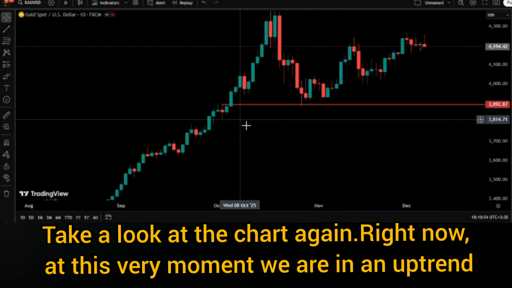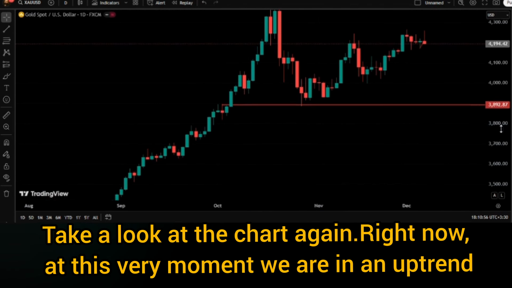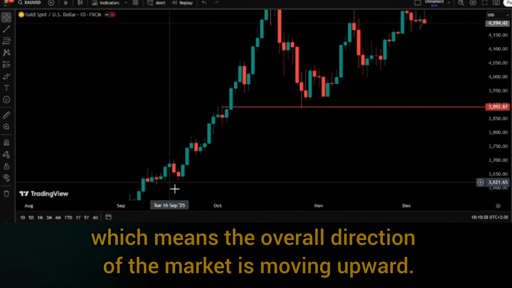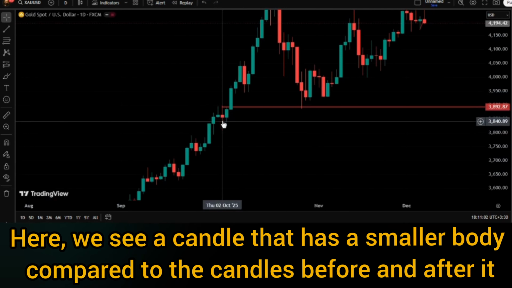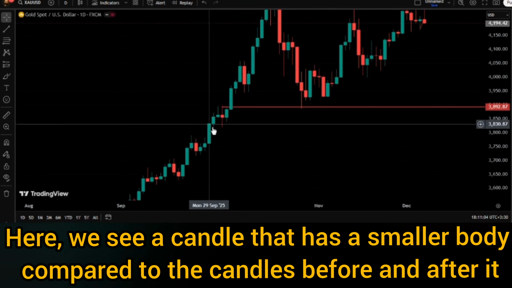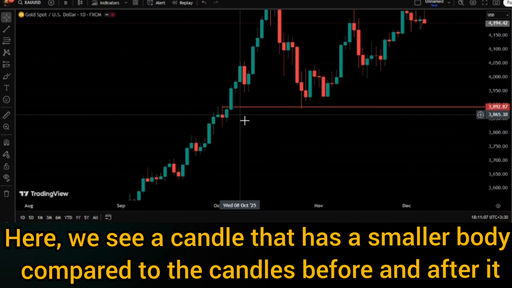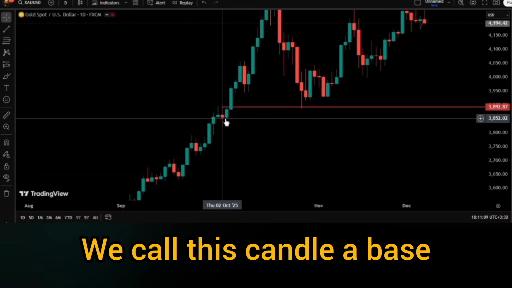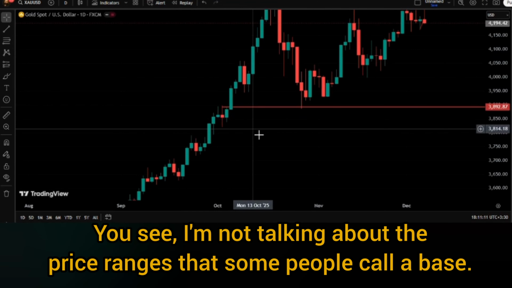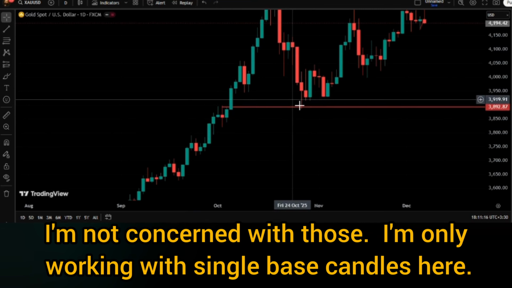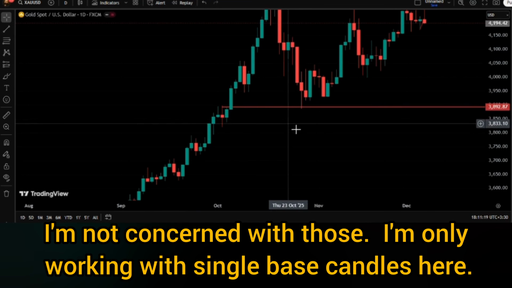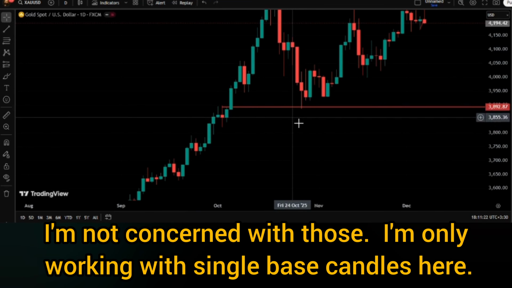Take a look at the chart again. Right now, at this very moment, we are in an uptrend, which means the overall direction of the market is moving upward. Here, we see a candle that has a smaller body compared to the candles before and after it. We call this candle a base. You see, I'm not talking about the price ranges that some people call a base. I'm not concerned with those. I'm only working with single base candles here.